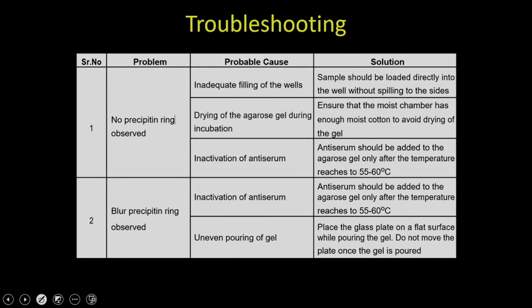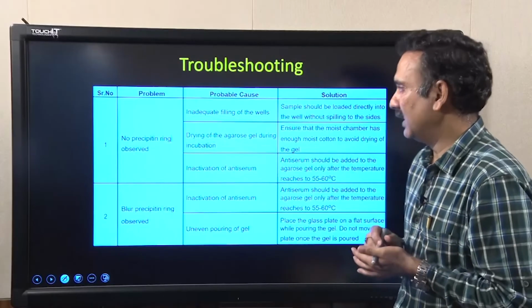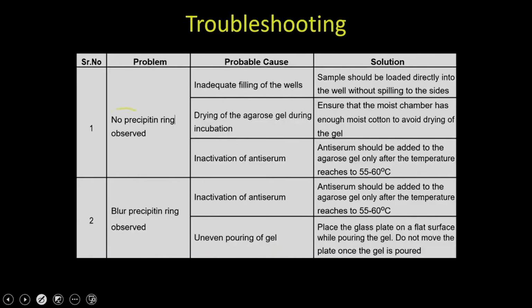While you are performing this assay, you might face different types of problems, and that is how you can do the troubleshooting as well. What is the problem? You may not see a precipitation ring formed. In that case, you might have done inadequate filling of the wells, or the agarose gel got dried up while you were doing the incubation.